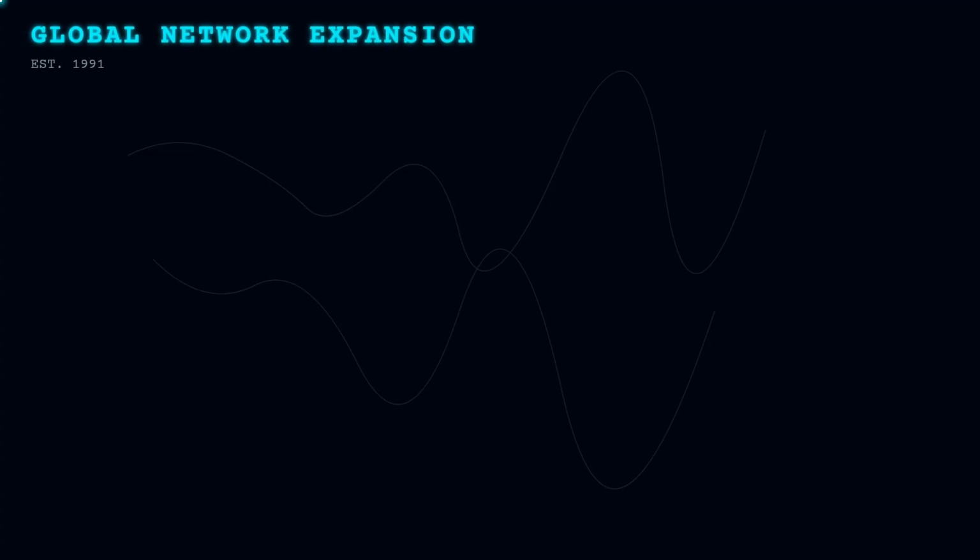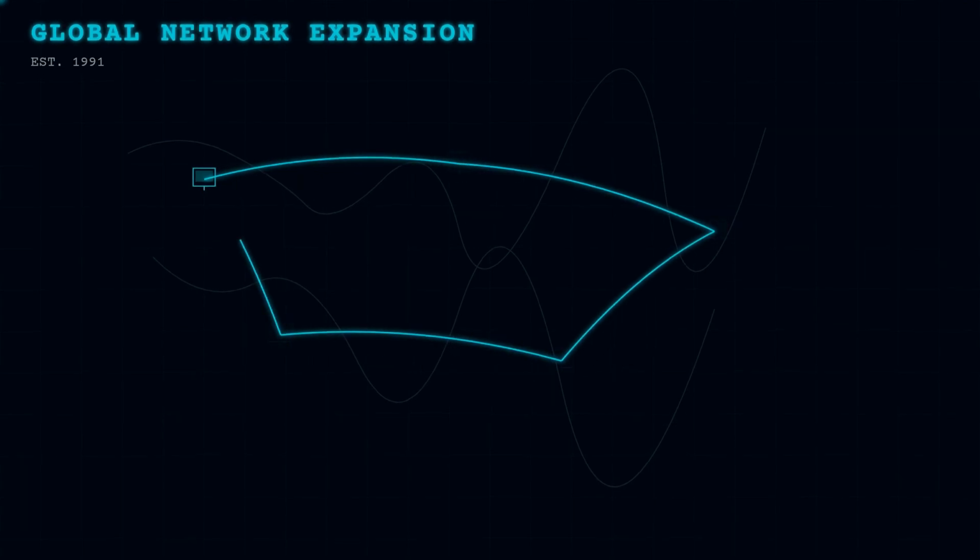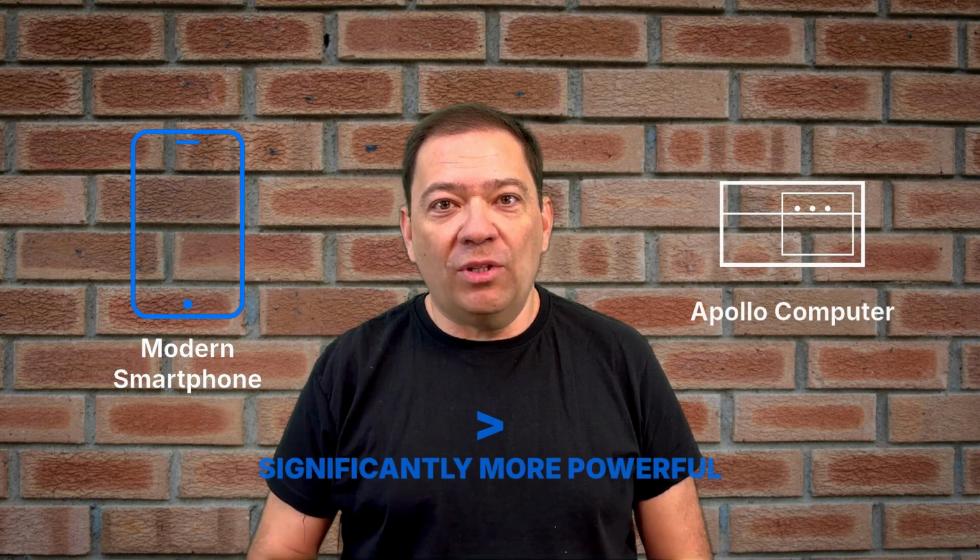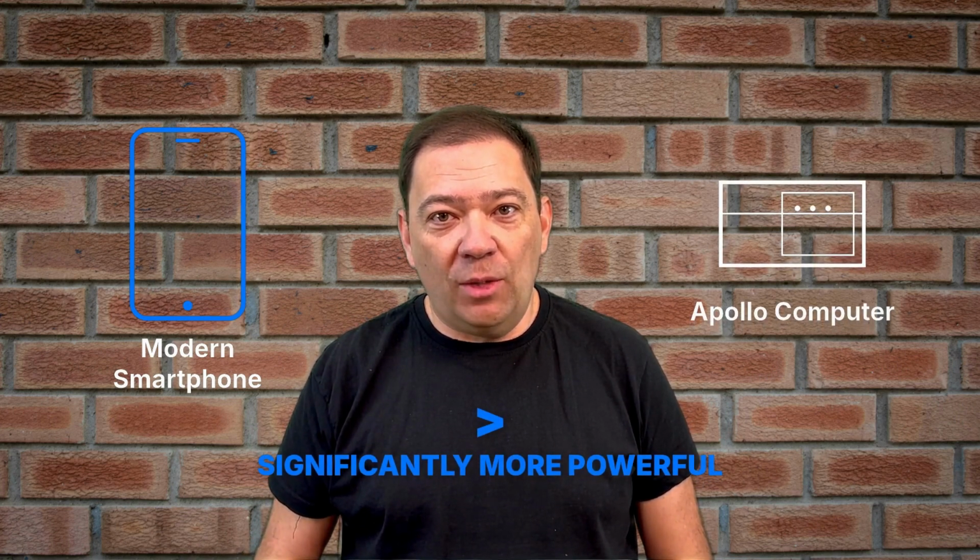The internet boom helped too. The World Wide Web started, connecting computers globally. By the 2000s, smartphones arrived. The iPhone in 2007 was pocket-sized with billions of operations per second. A phone in your pocket now has more power than the computers that sent men to the moon.